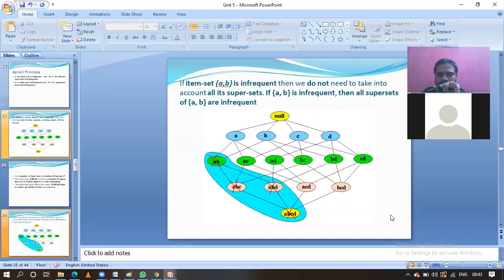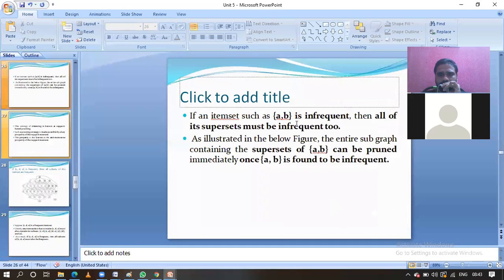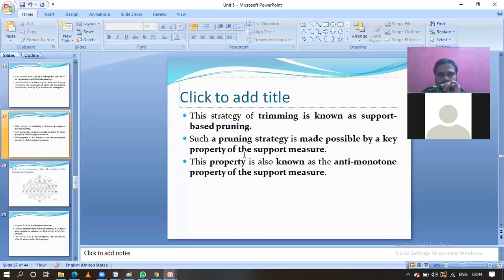We have seen infrequent item sets till now, so let us see the frequent item sets also. This is the explanation for that. We have pruned some of the item sets, the supersets of A, B, because all the supersets of A, B are infrequent. That is the principle related to Apriori, the second one. This process is called the anti-monotone property of the support measure.